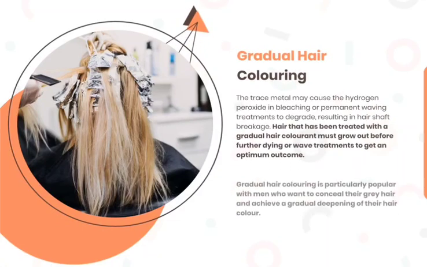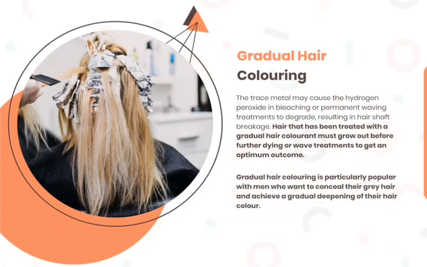The trace metal may cause the hydrogen peroxide in bleaching or permanent waving treatments to degrade, resulting in hair shaft breakage. Hair that has been treated with a gradual hair colorant must grow out before further dyeing or wave treatments to get an optimum outcome.